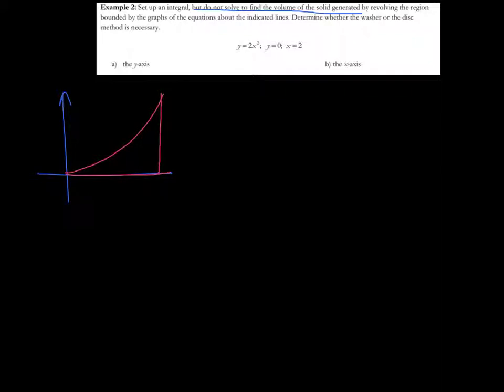The y-axis is a vertical axis, so that means we need a horizontal strip, because the washer method says that the strip that we are rotating needs to be perpendicular to the axis. So we need an expression for capital R, which is the distance from the axis that we're rotating, which is the y-axis, to the furthest part of the rectangle.